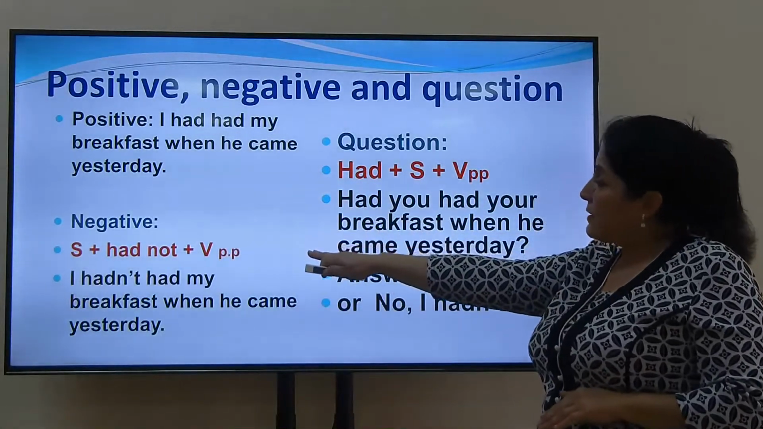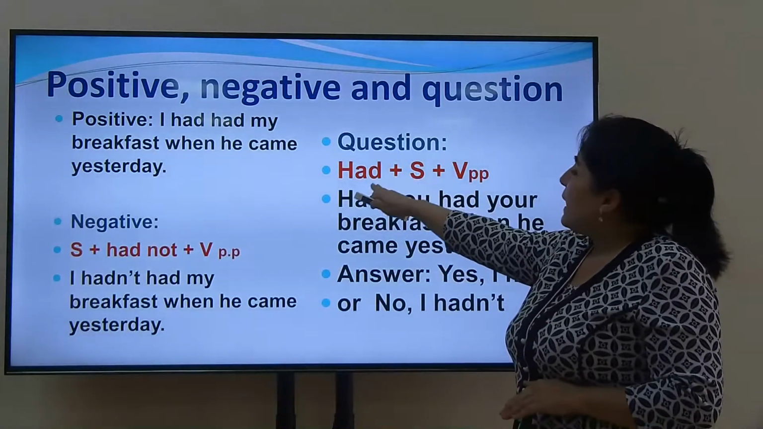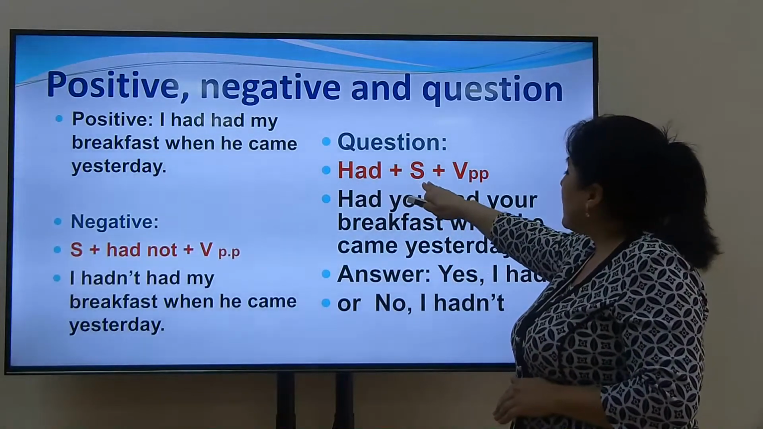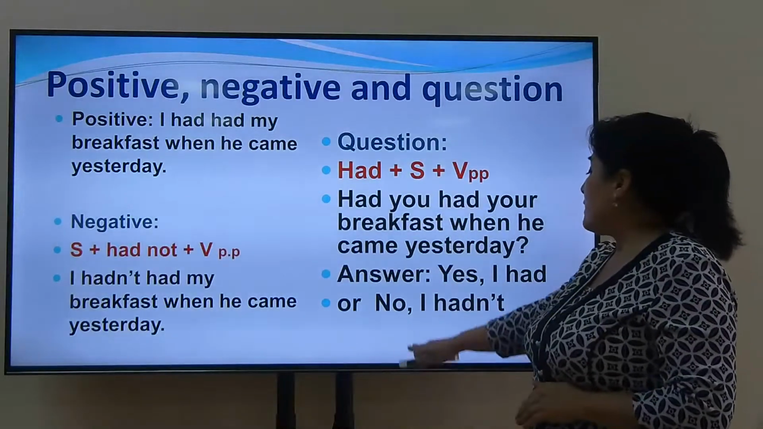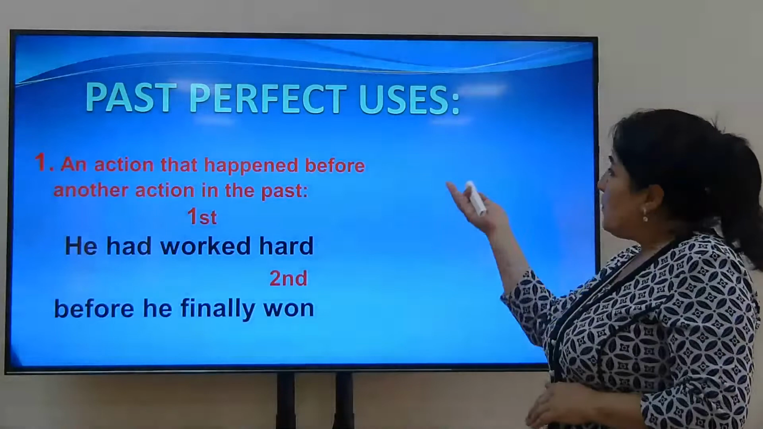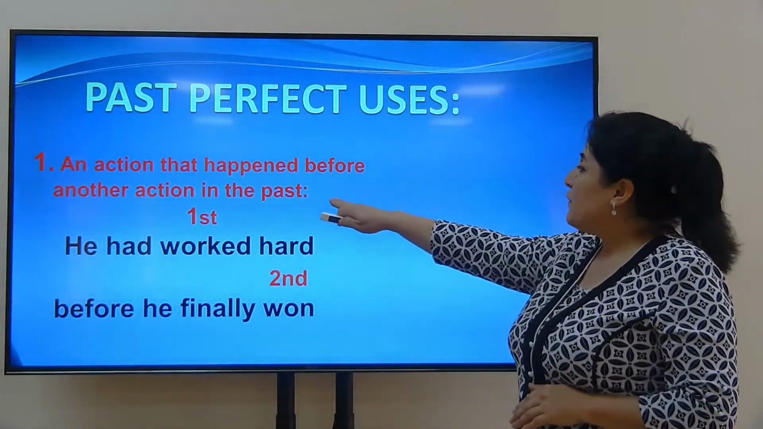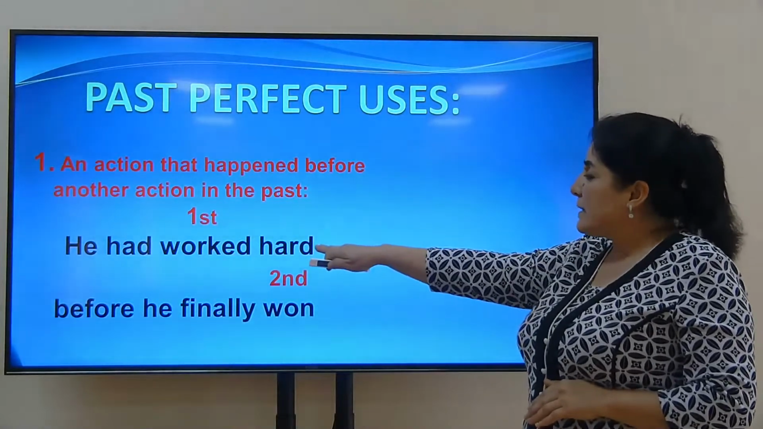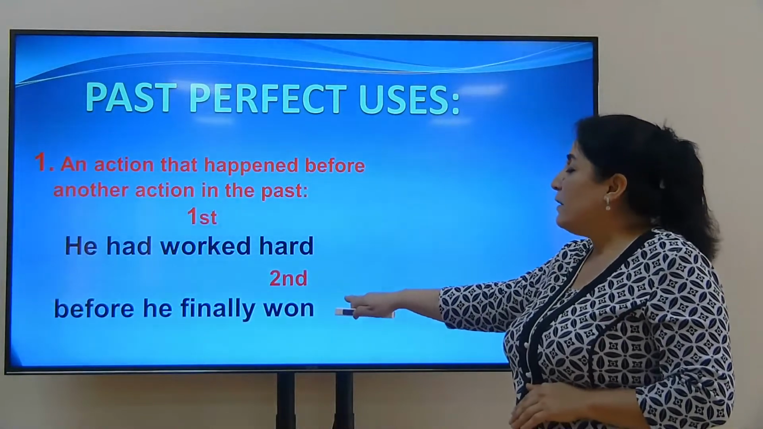The negative is subject plus had not. For the question, we put had before the subject. For example, had plus subject plus past participle form of the verb. If it is negative, the answer is no, I hadn't. The past perfect is used for an action that happened before another action in the past. For example, he had worked hard before he finally won.